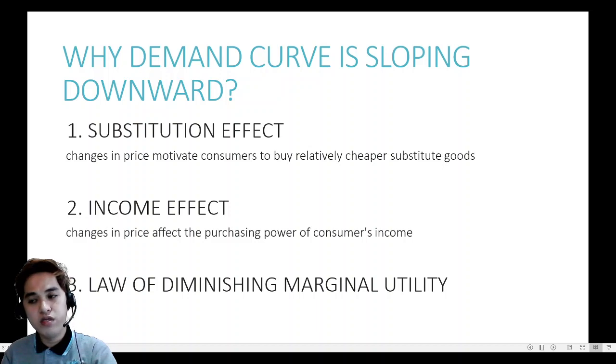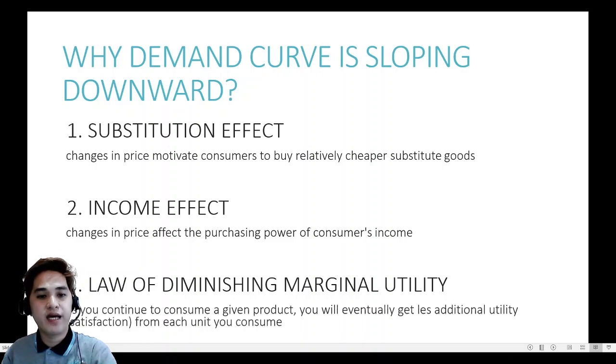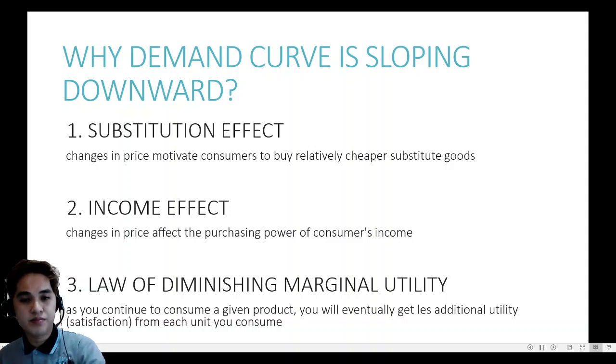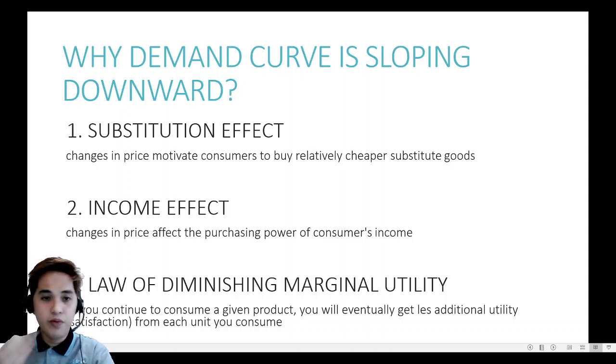Now in your module, the writer only put two reasons why the demand curve is downward sloping: the substitution effect and the income effect. I just added number 3, the law of diminishing marginal utility, because this is also important in the analysis. So number 1, substitution effect.